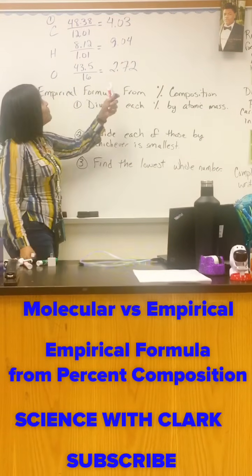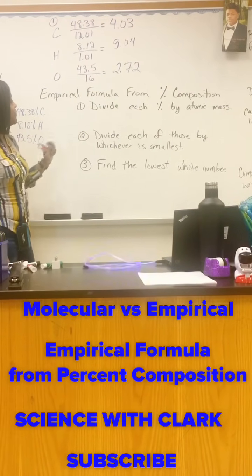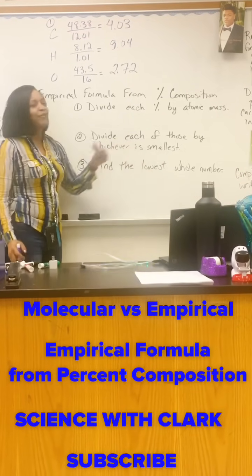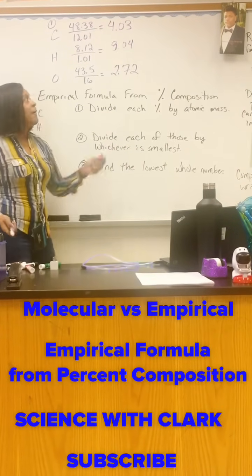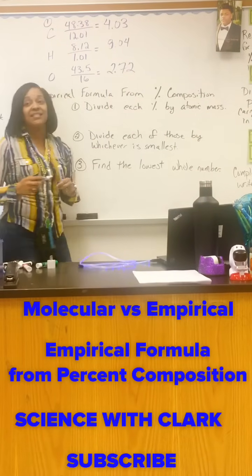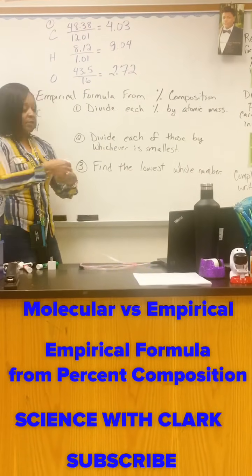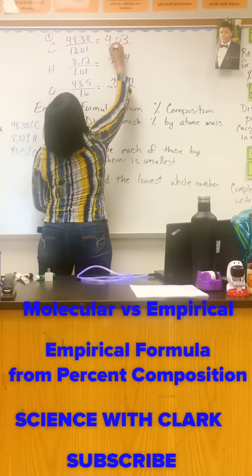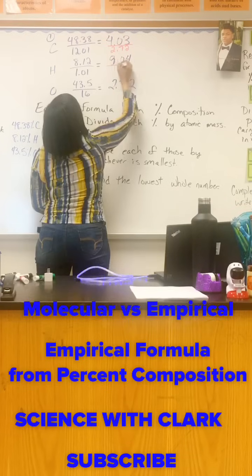So now, the next step says to do what? Step 2. Divide each of those by whichever is smallest. What do they mean? By these answers. Which one is the smallest answer? So 2.72. So I'm going to divide all of these numbers by what? 2.72.